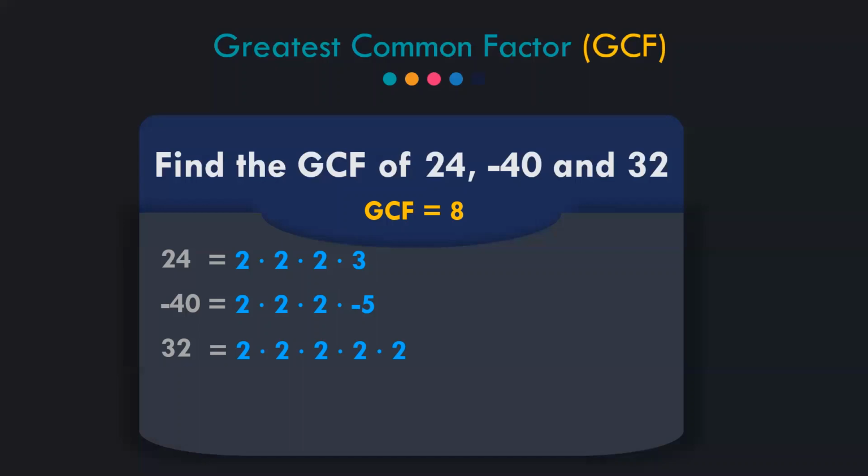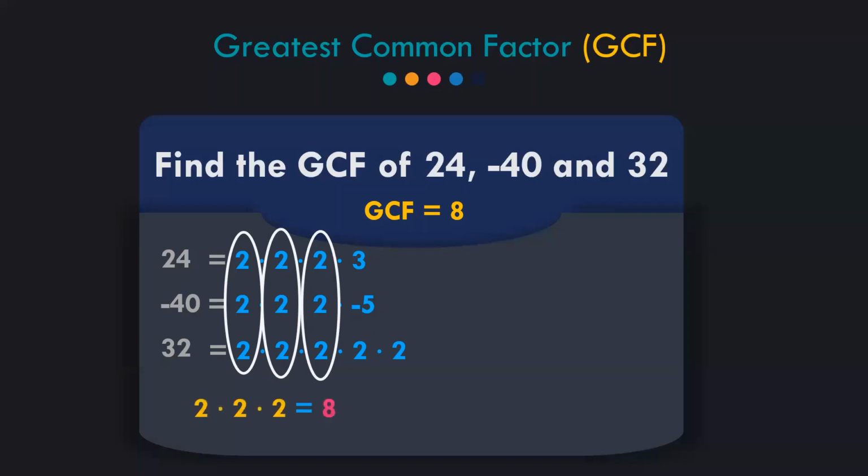Now, let us find their common factors. 2 is a common factor. We also have another 2 as a common factor. And a third 2. So therefore, multiply lang natin silang lahat. 2 times 2 times 2, that is equal to 8.